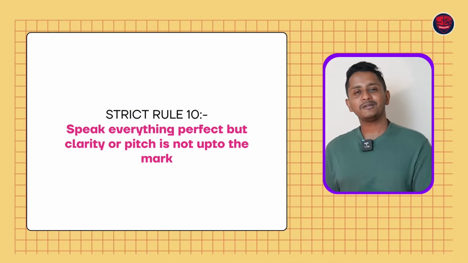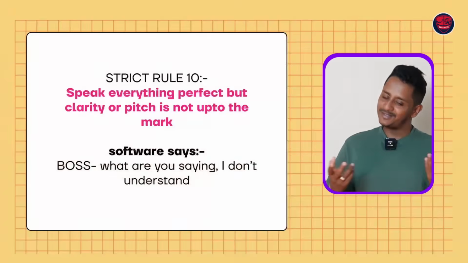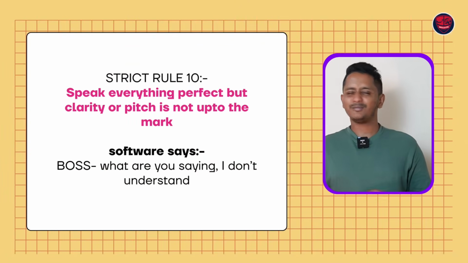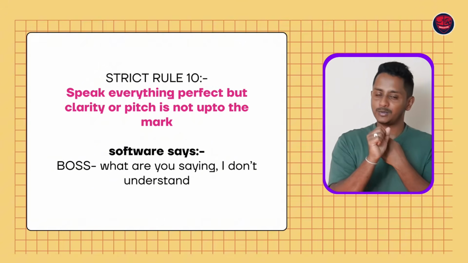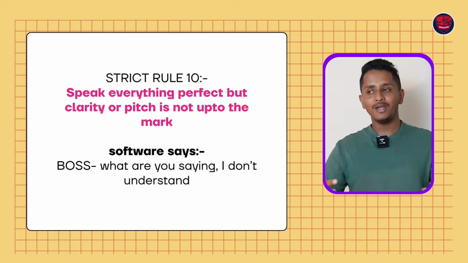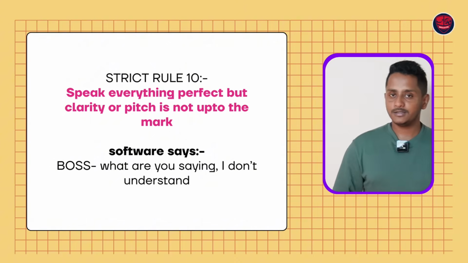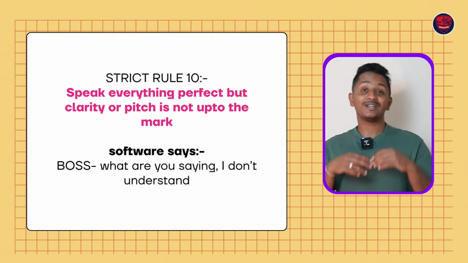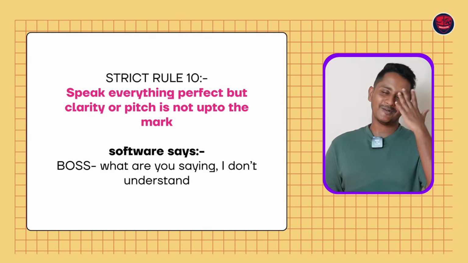The last rule, strict rule number 10, speak everything perfect. But clarity or pitch is not up to the mark and software says, boss, what are you talking? I'm not understanding. Now when we talk about clarity and pitch, we have a lot of things to discuss. Clarity is your ability to speak in a way that whoever listens understands it clearly. But you don't understand any word, or some people could predict 90% of them says, what is this?